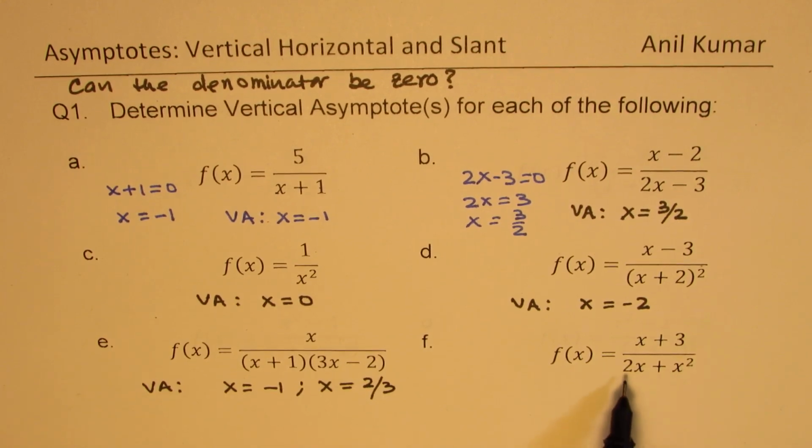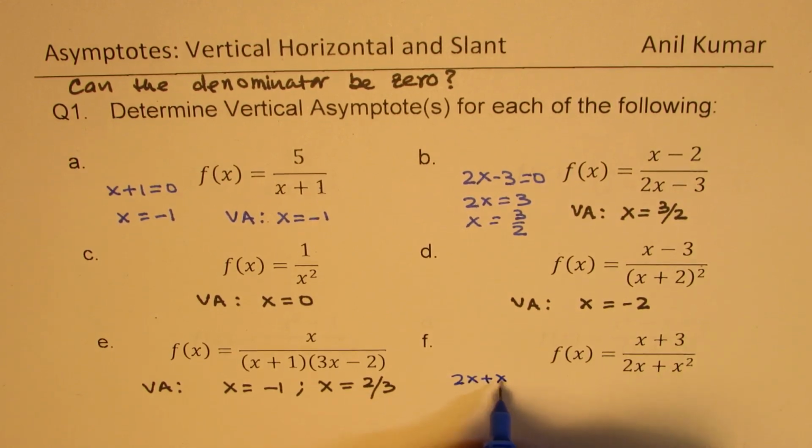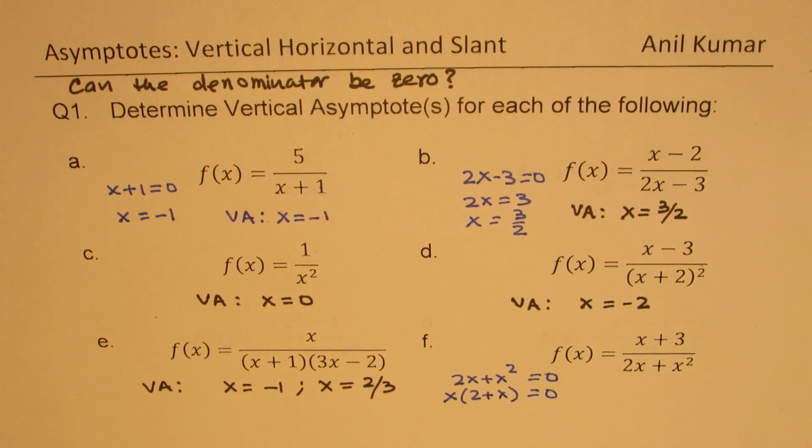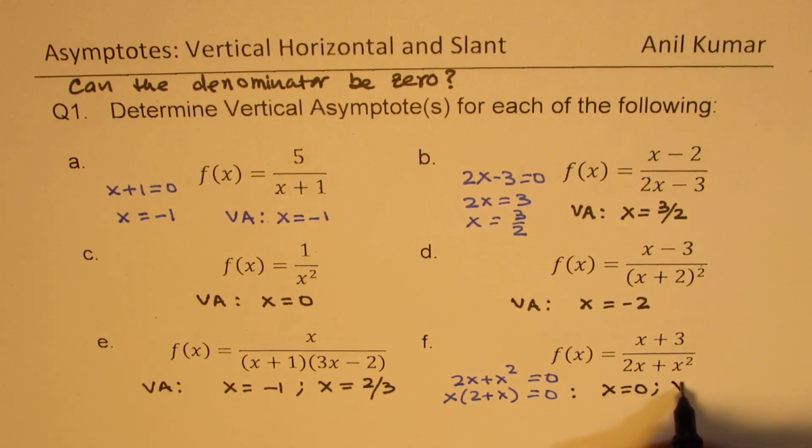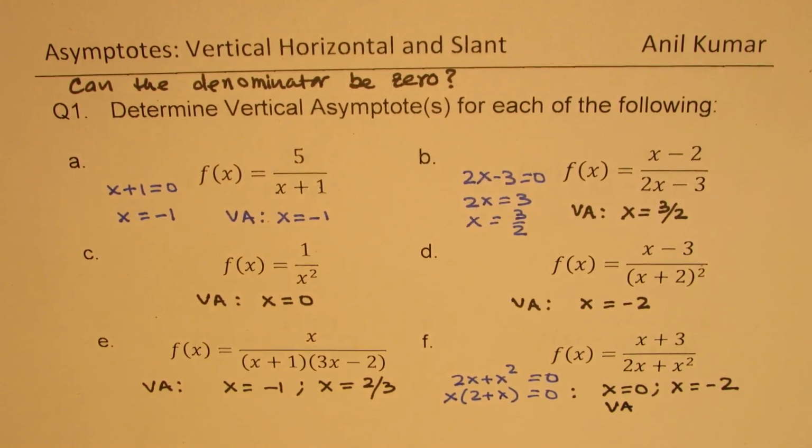Now in this example, 2x plus x squared can be equated to 0. So let's do it. So we have 2x plus x squared, equate that to 0. x is common, so we get x times 2 plus x equals 0. And that gives us two vertical asymptotes. One is at x equals 0, and the other one is at x equals minus 2. So for both these values, we have vertical asymptotes, correct? So as you can see, in these 6 examples, all of them had vertical asymptote.